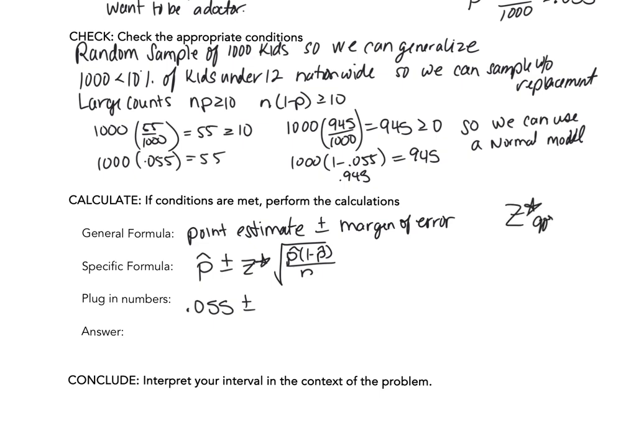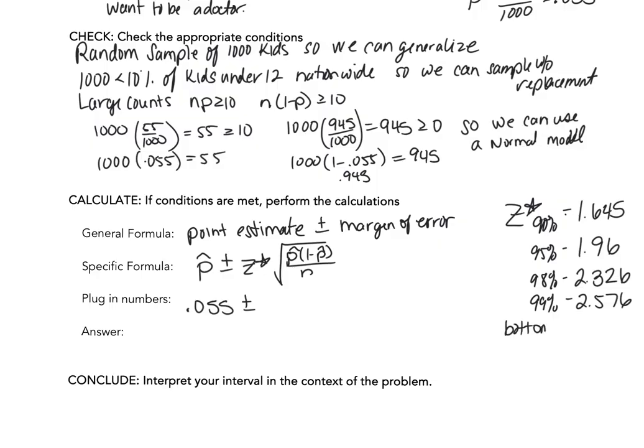for 90% confidence is 1.645. For 95% confident is 1.96. For 98% confident, it's 2.326. And for 99% confident, it's 2.576. These can be found at the bottom on the infinity row of our table B, which is the table of t values. But at the bottom is all of the critical values.